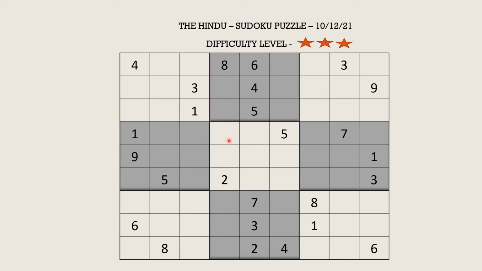This is a three-star puzzle. In this puzzle, let's start with these three cells. The missing numbers in three cells are 1, 8 and 9. So in this row, you can see there is 9 and 1. So this cell takes 8. So balance numbers are 9 and 1. So here we have a 1. So this cell takes 9 and balance 1 goes here.